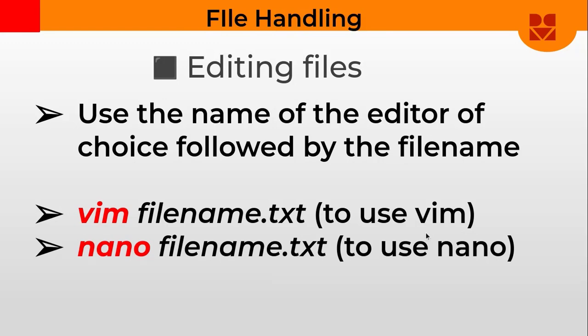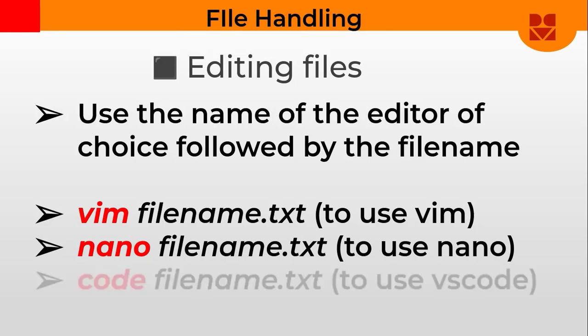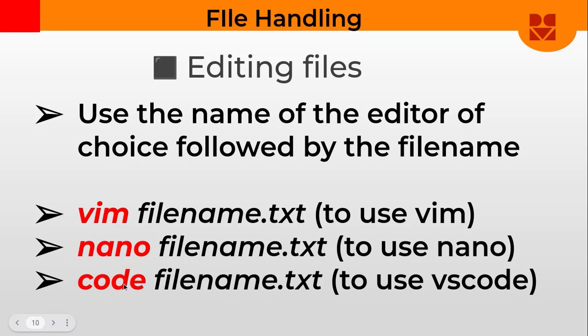You can also choose to use nano. These two will open the file inside the terminal, so you do the editing inside the terminal and get out inside the terminal. Everything will be inside the terminal, and you don't need any third-party application. But if you want to use a third-party application, if you do code and then the file name, this will use VS Code. This is one way of launching VS Code from the terminal. It will open the file using VS Code for you.